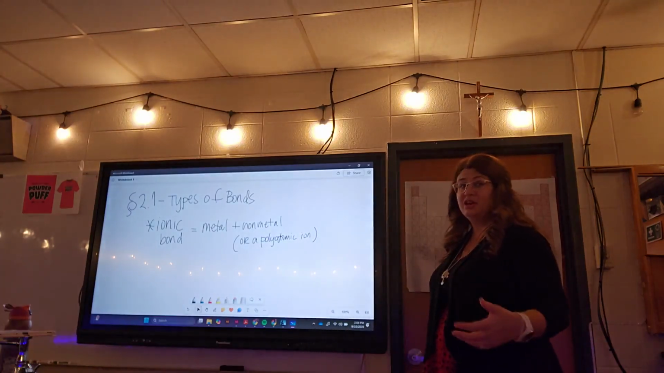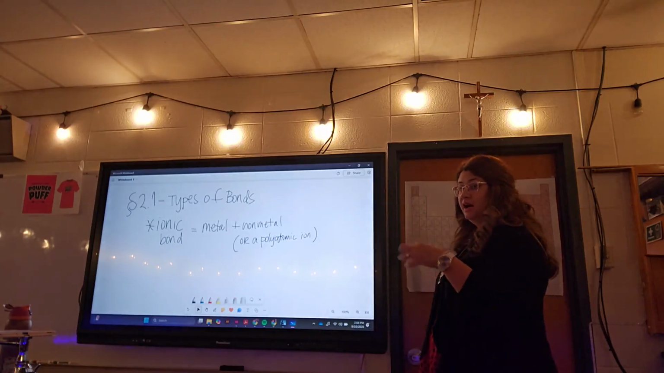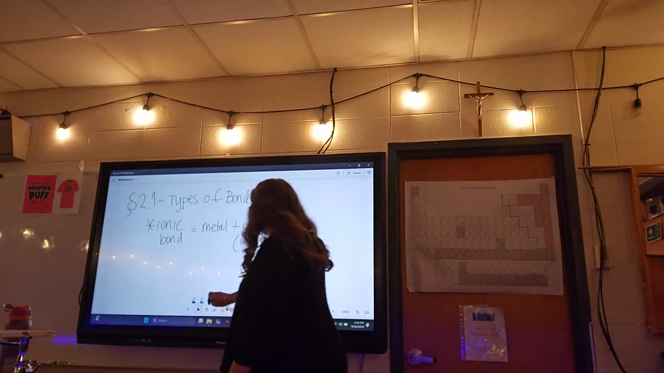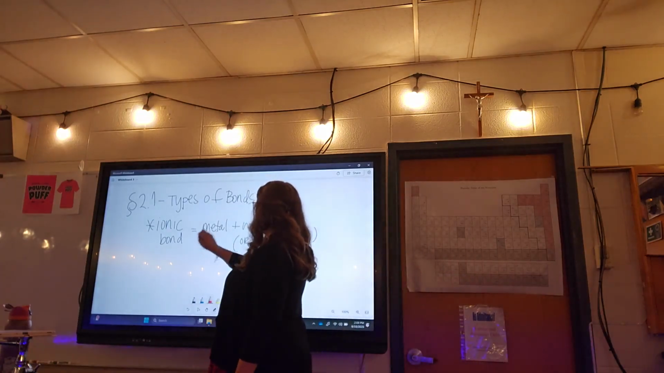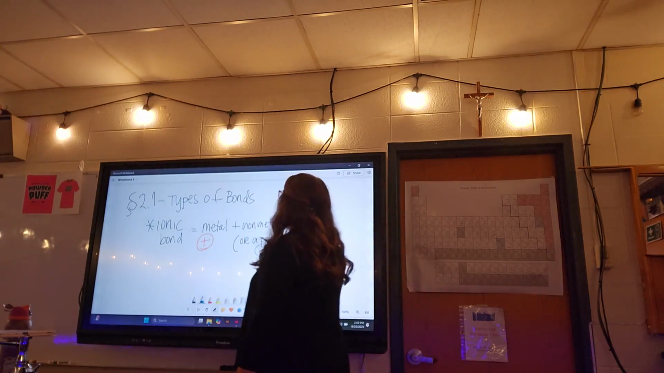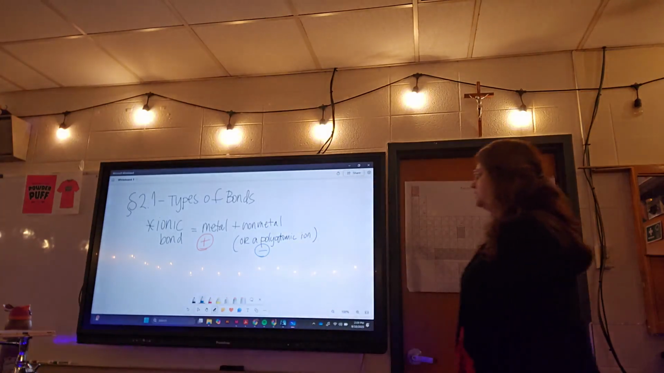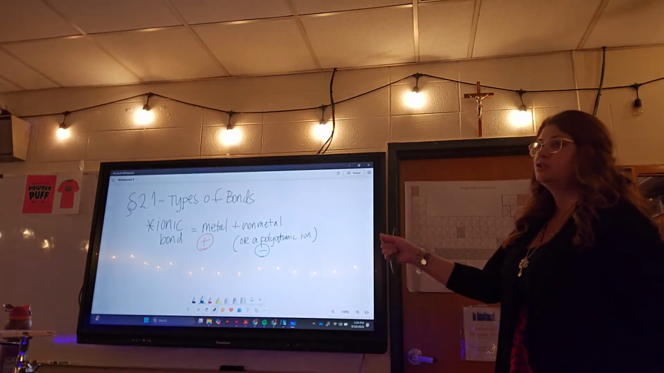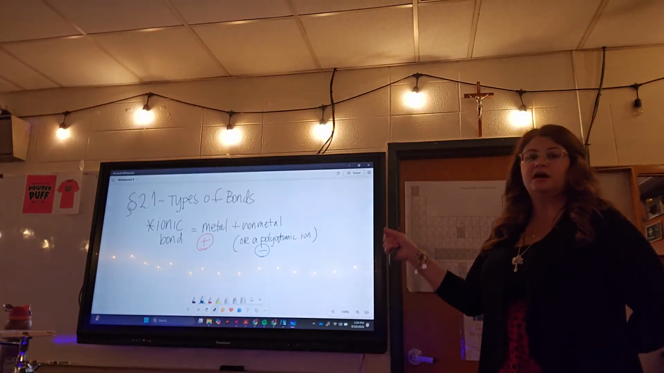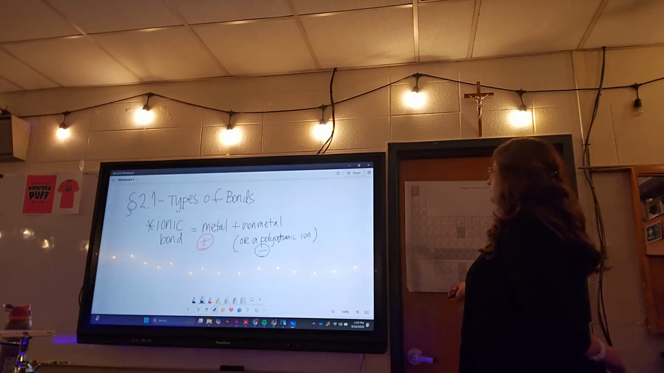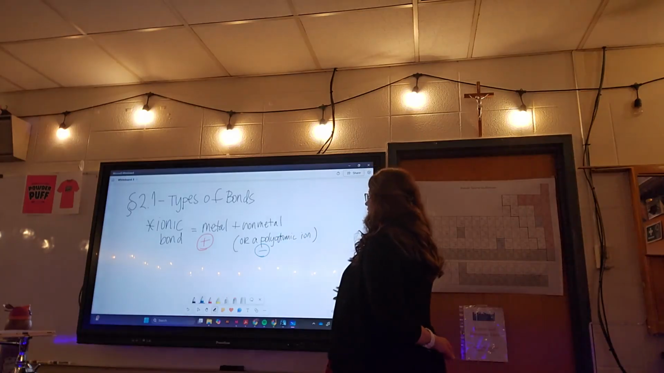An ionic bond is characterized by ionic charge attraction. So the metal is always the thing that has a positive charge, and the non-metal or your polyatomic ion always has a negative charge. The positive thing has to come first. That's why your compounds will start with a metal. It is not possible for metals to have a negative charge. Okay.